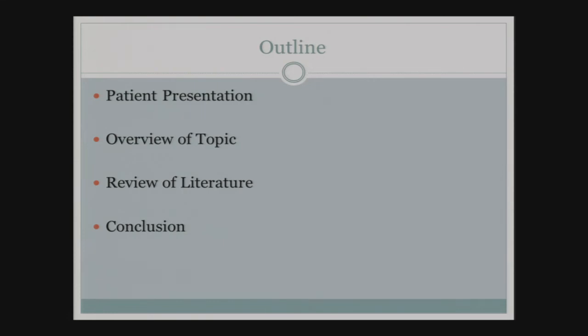The outline of the talk today is going to be a patient presentation, overview of the topic of heterotopic ossification, a review of the literature. We'll go over several case reports, and then conclusion.